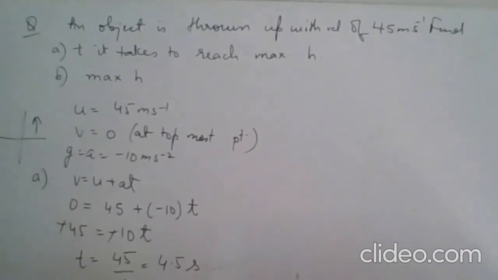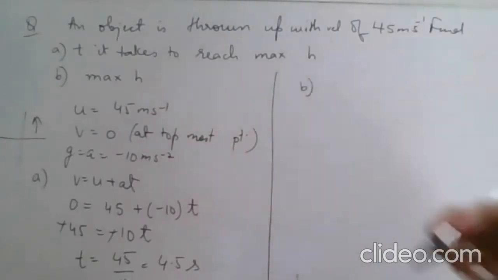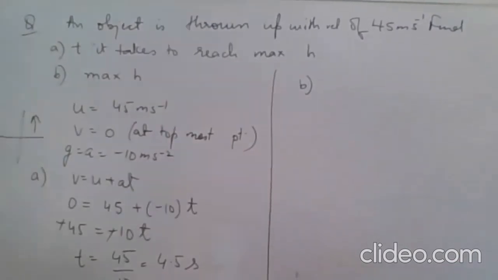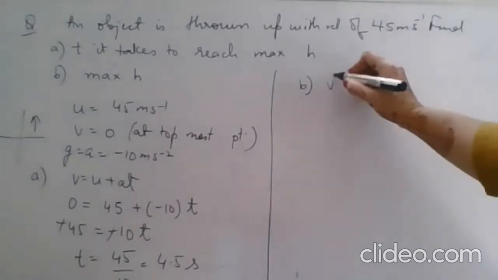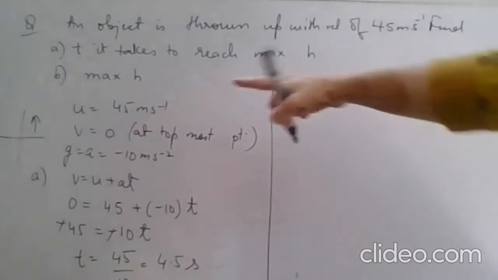Okay, now to calculate maximum height, which equation can we use? So to calculate maximum height, we can use either of the second or the third equation, because we have all the other things given in the question. Third equation of motion. Okay, using say the third equation of motion, v square minus u square is 2as. We have to calculate maximum height.